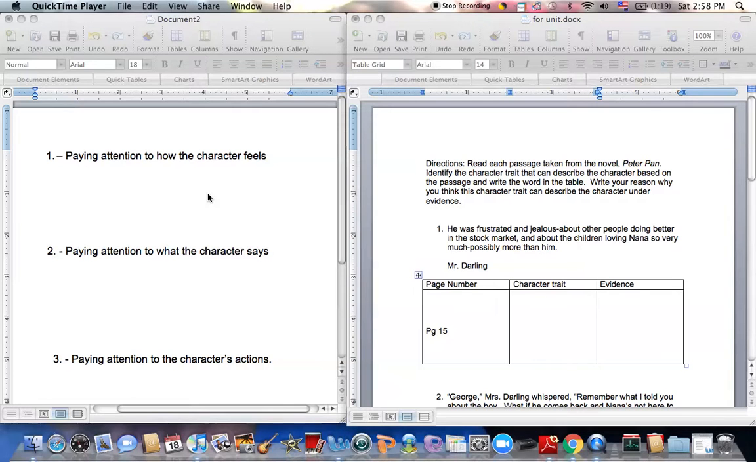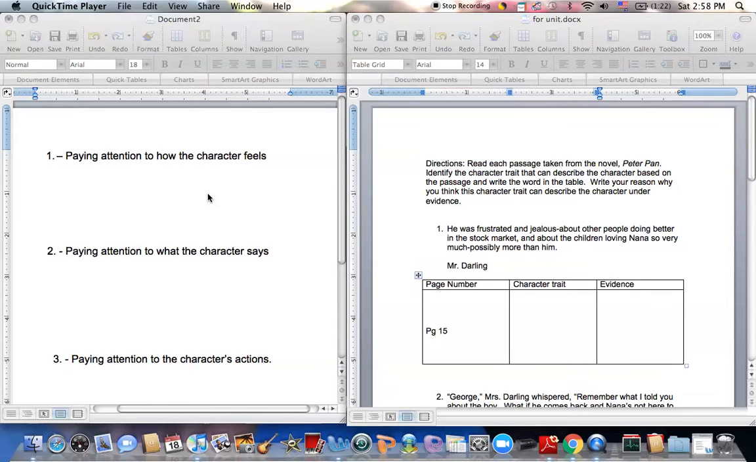Our directions say, read each passage taken from the novel Peter Pan. Identify the character trait that can describe the character based on the passage and write the word in the table. Write your reason why you think this character trait can describe the character under evidence.